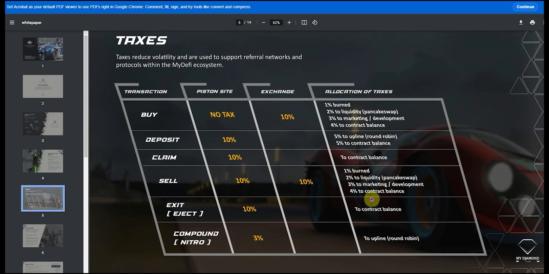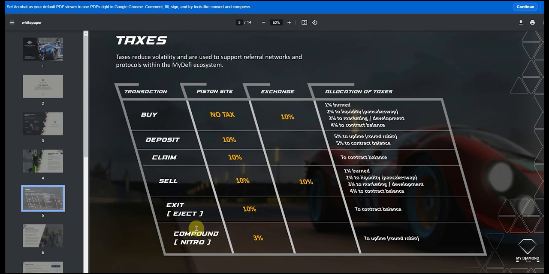When you sell, 1% gets burned, 2% to liquidity, 3% to marketing, and 4% to the contract balance. It's nice that some of this is burned. It's said to be truly deflationary because of that, so we'll see how that goes. To exit the project, again, to eject, you're going to pay a penalty of 10%. Again, if you're doing that, you made a poor investment decision to start with.